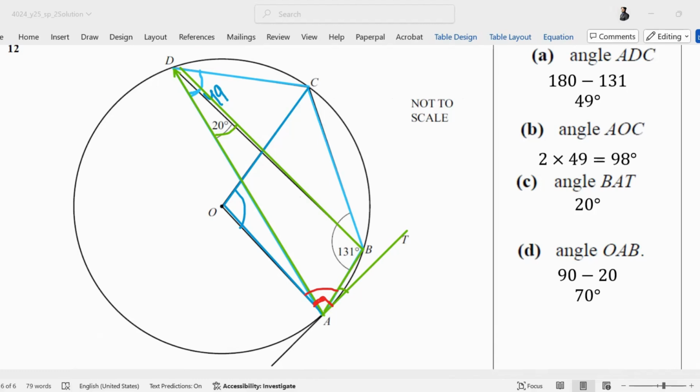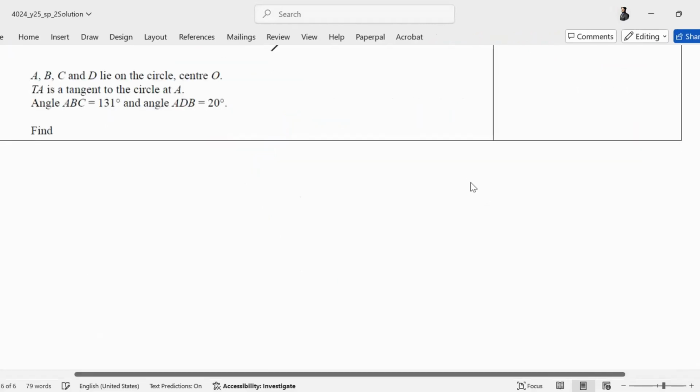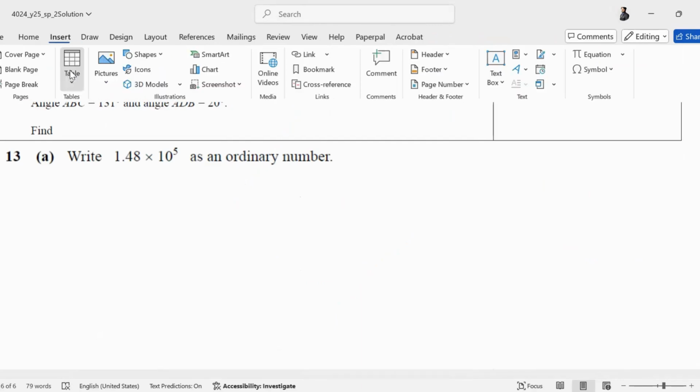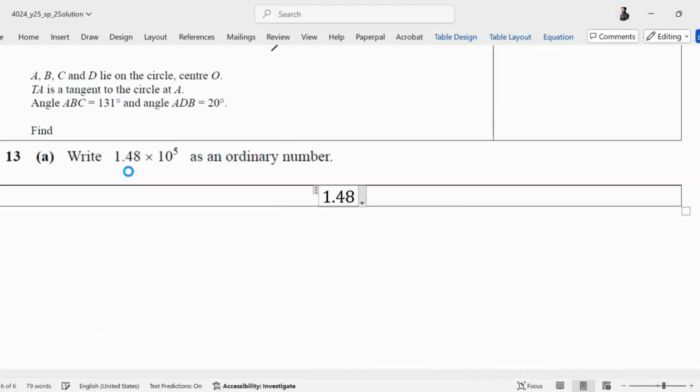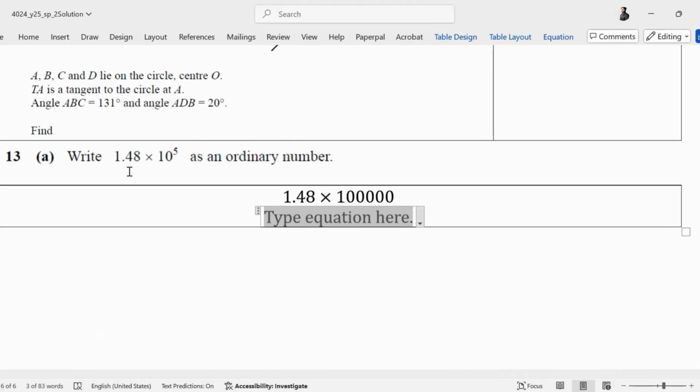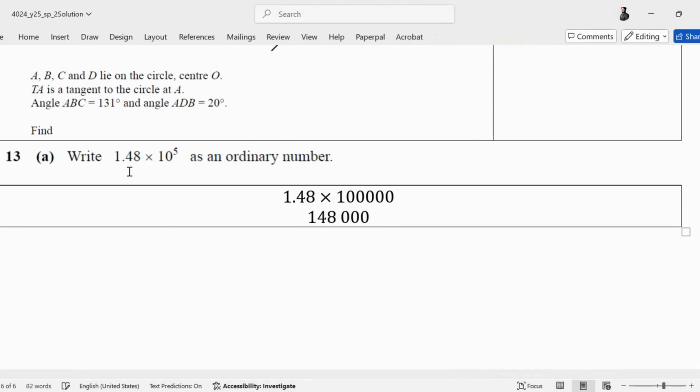Moving on to question number 13. Now, this is a very easy one. The question wants me to write this as an ordinary number. So simply 1.48, exponent 5 means 1 and it has 5 zeros, 1, 2, 3, 4, 5. I'll move it 5 decimals to the right, 1, 4, 8, and then 3 more zeros. So the decimal will move 5 places to the right, and this is what I should end up with.